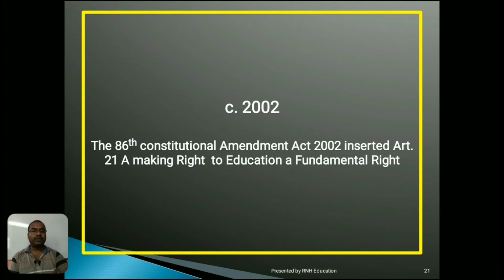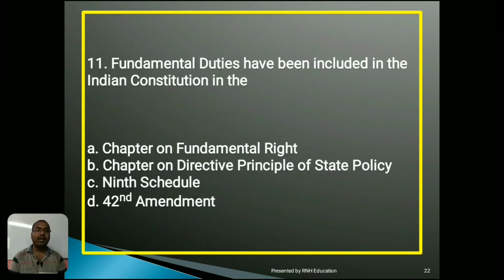Okay. Going to next one, the next question, that is question number 11. Fundamental duties have been included in the Indian Constitution in the, options are A, chapter on fundamental right, option B, chapter on directive principle of state policy, option C, 9th schedule, and option D, 42nd amendment.